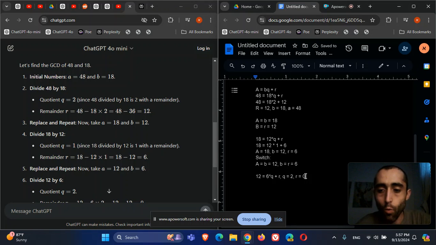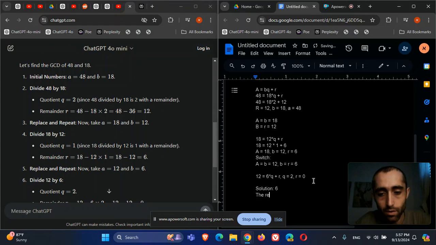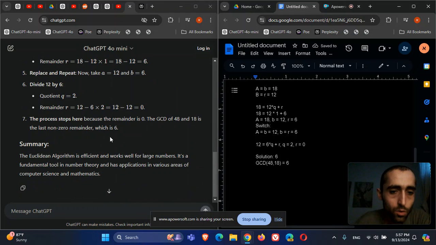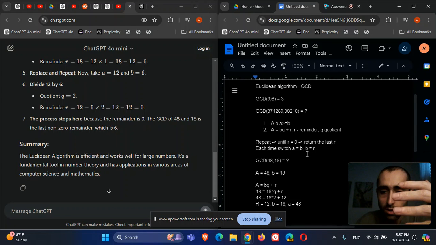So we finished. What is the solution? The solution is the last r before it became 0, which is 6. So the greatest common divisor of 48 and 18 is the last r before it became 0, which is this one. So this is 6.